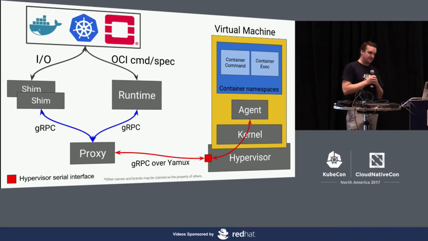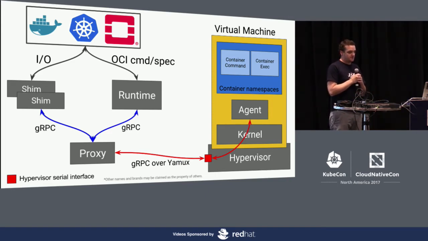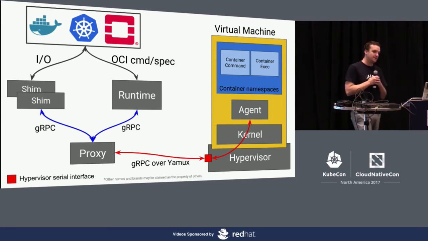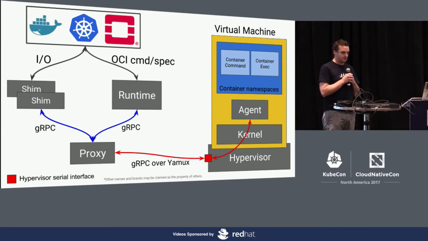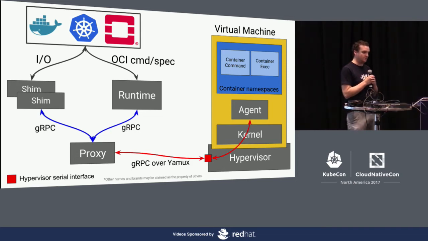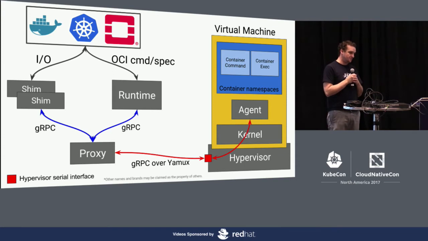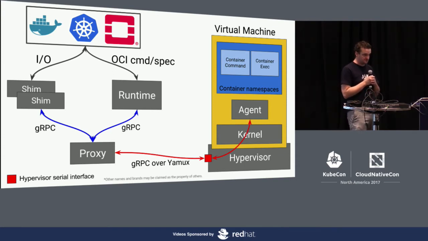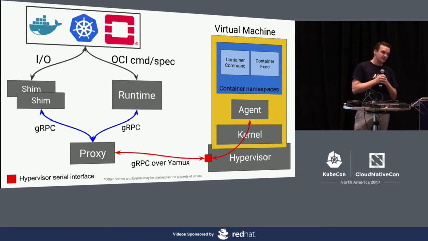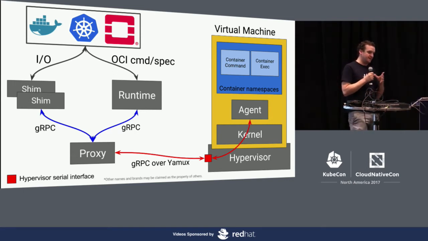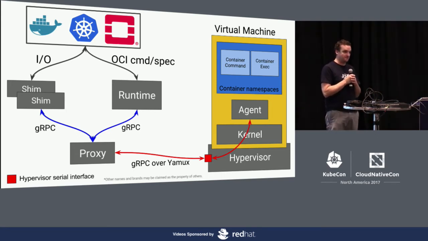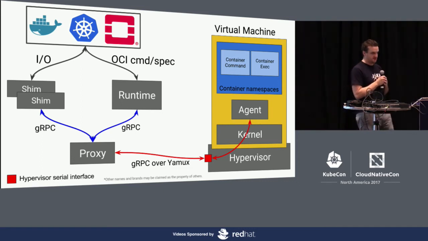Then we have a proxy in this picture, because currently we're talking to the virtual machine through a serial interface. The red arrow that you see here is a serial link. The proxy, the shim, and the runtime talk gRPC. The proxy basically multiplexes and demultiplexes everything through a serial interface over a component called YAMUX. Then it goes into the hypervisor, talks to the kernel, and we have an agent running inside the virtual machine that's responsible for spinning up all the containers and pods inside the virtual machine. Think of the agent as a stripped-down, really minimal version of runC. So we have a very, very small runC running inside the virtual machine, and it gets OCI commands and specification and spins up your containers inside the virtual machine.